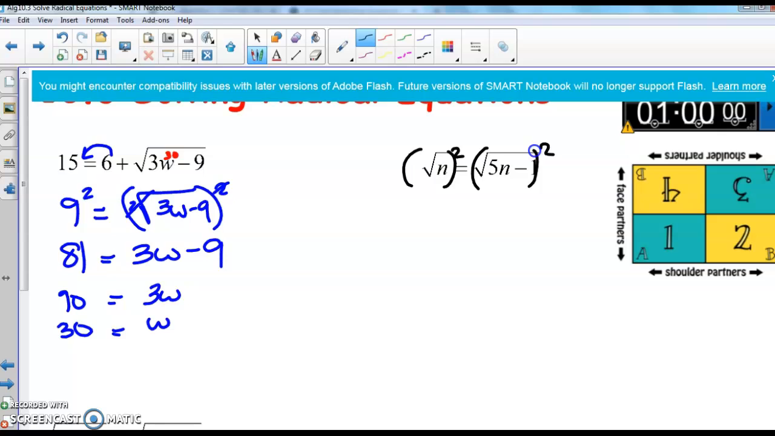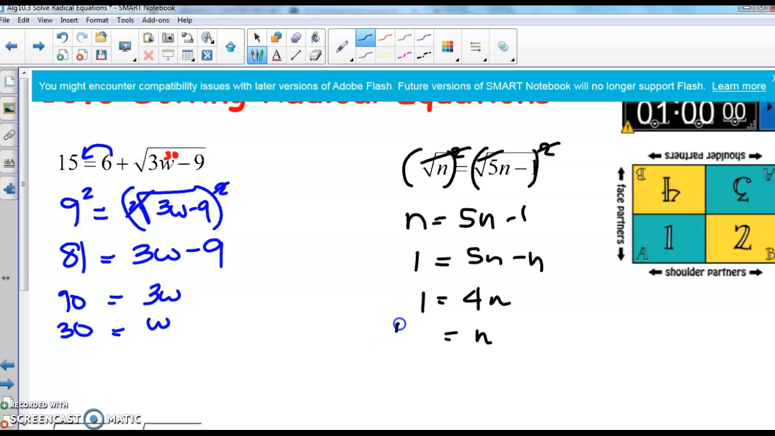So now you see why we have to keep them separated, right? If you square both sides, the radicals cancel out. And now you have n is equal to 5n take away 1. If you collect like terms together, move the 1 over here. 5n minus n, so you have 4n. So what is n equal to?